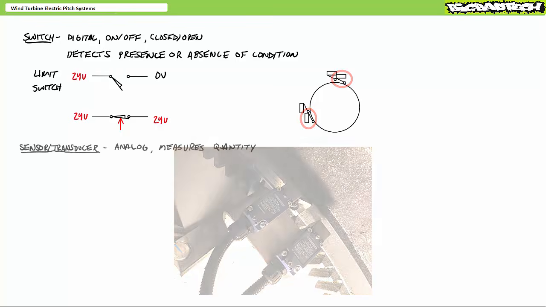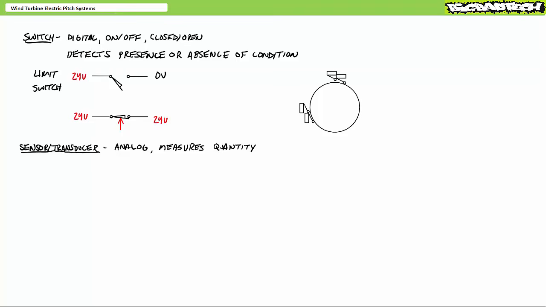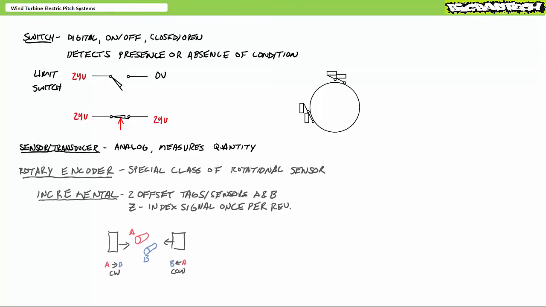Sensors or transducers, in contrast, measure something and output a voltage or current signal proportional to the measured quantity. Wind turbine pitch systems often make use of a type of incremental rotary encoder, known as an AB encoder, that uses two tags, A and B, slightly offset from one another, such that when sensors on a shaft receive A, then B, it means that the shaft is going clockwise. If, however, the sensors receive B, then A, it means the shaft is going counterclockwise.